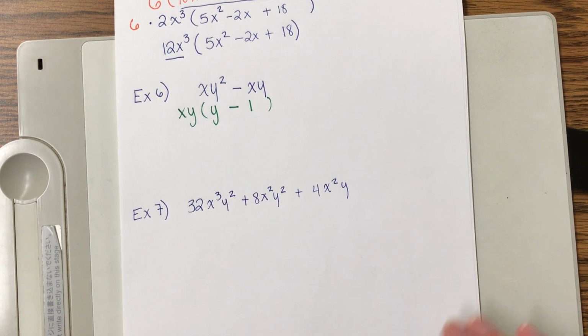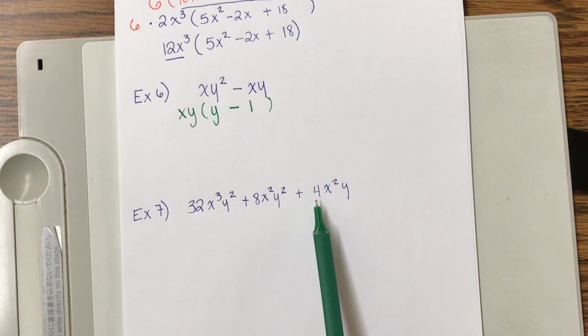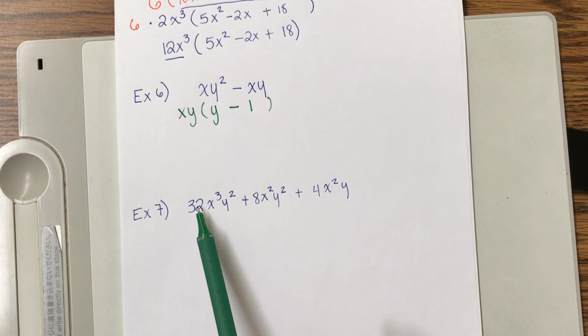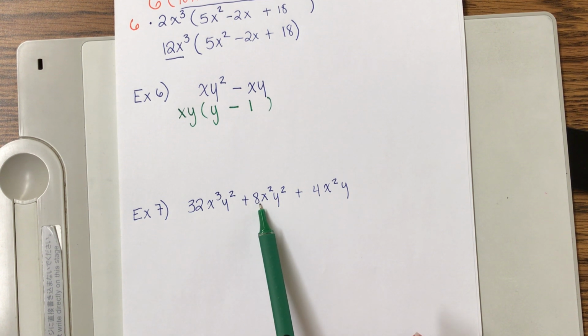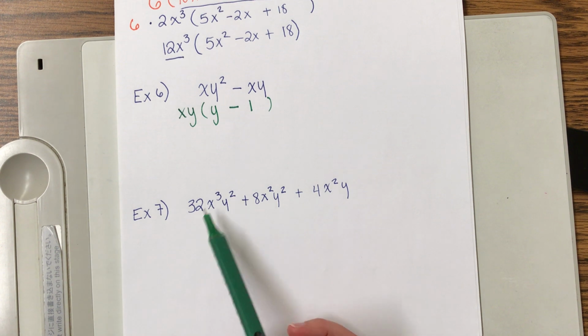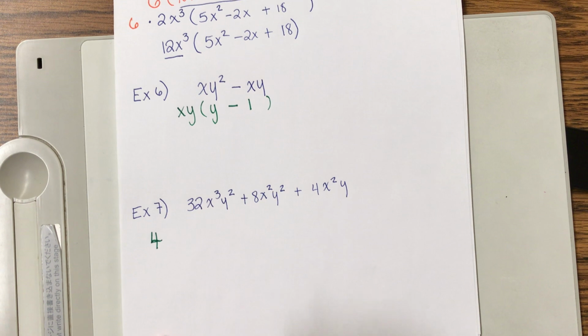So now for my last example. So let's try to get our largest number. So we have a 32, an 8, and a 4. So I'm going to start with my 4. My 4 is my smallest, and so my factors of 4 are 1 and 4 and 2 and 2. Since 4 is the biggest number that goes into 4, let's see if 4 will go into 8 and 32. 4 goes into 8 2 times, and then 4 goes into 32 8 times. So we have a 4 that we can factor out.